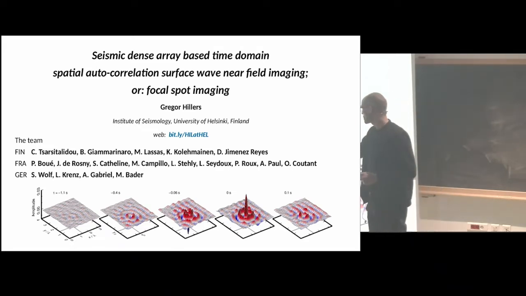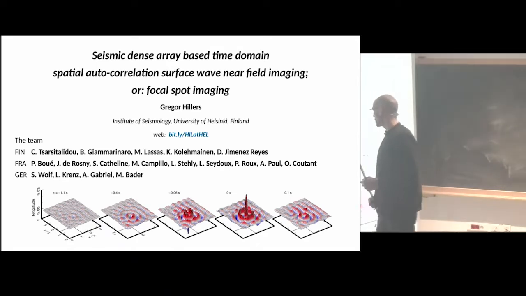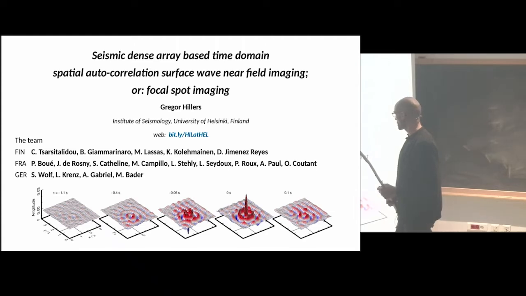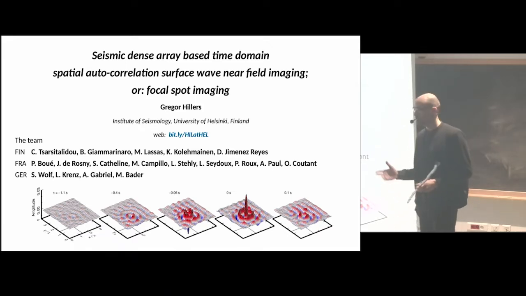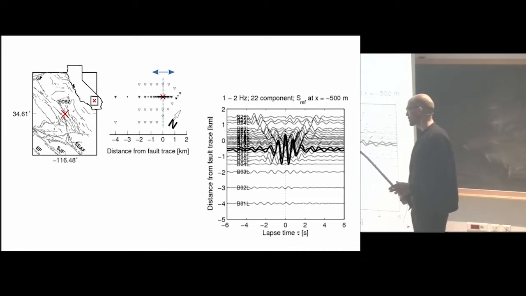Then we have a mathematician, Matti Lassas. We try to tame him or train him to do a little bit of seismology to help us with some analytical work. Then we have the French partners, and from Germany we have participants from LMU and TUM Munich that are mostly responsible for the numerical wave propagation that I'm going to show you later in the talk.